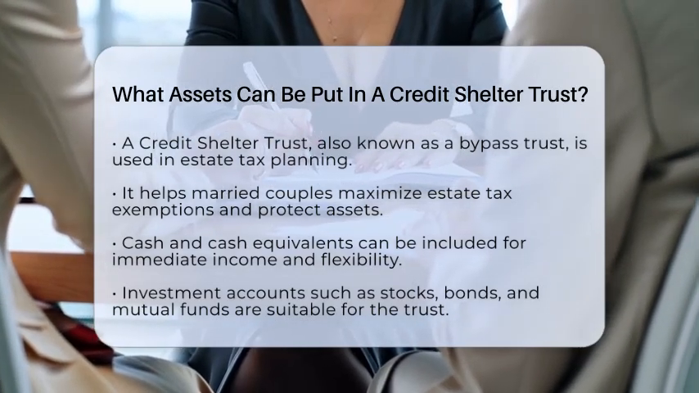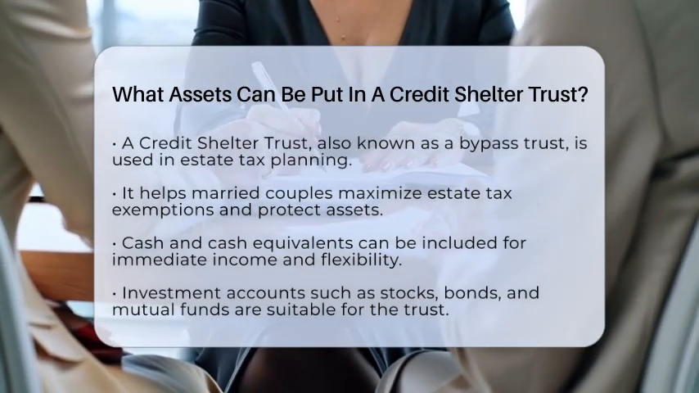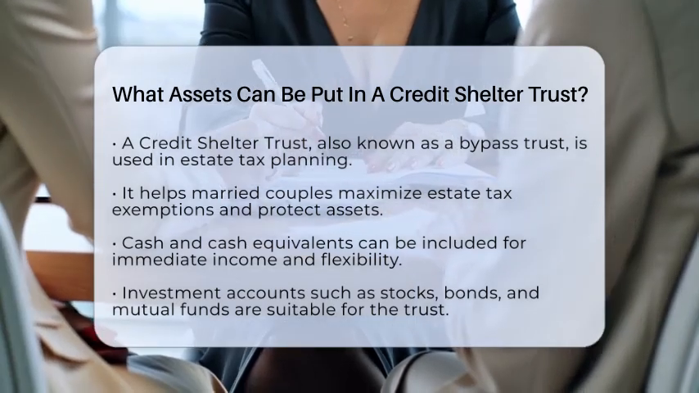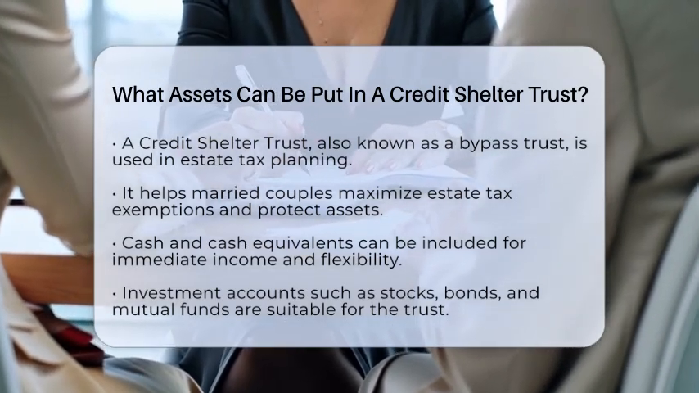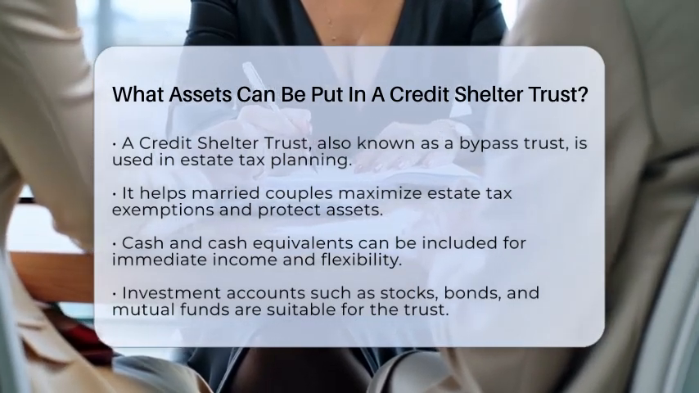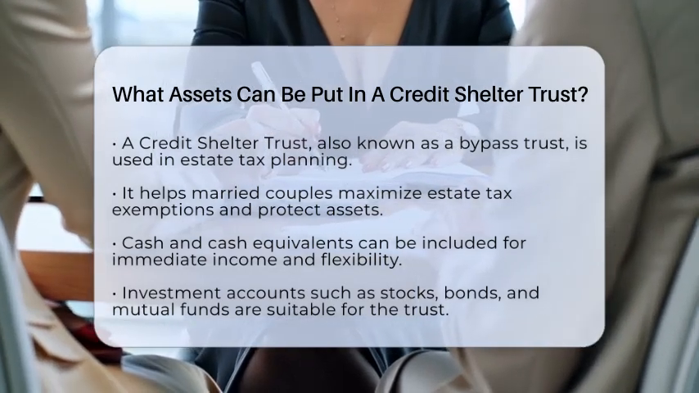So, let's break down the types of assets that can be included in a credit shelter trust. First up, cash and cash equivalents. These are liquid assets that can be easily accessed. Including cash provides immediate income and flexibility for the trust. It's a straightforward choice for funding the trust.